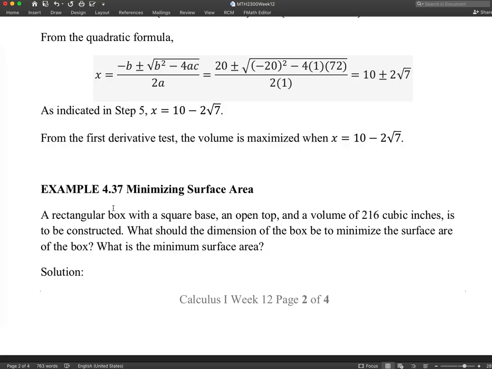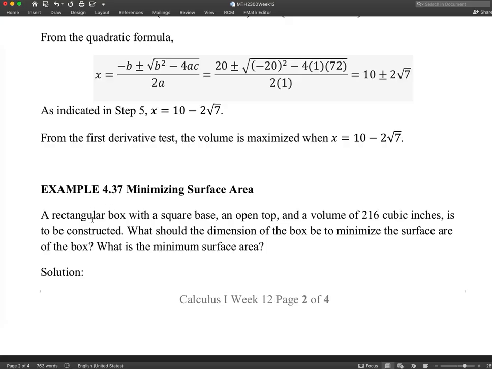It is already done, and it has a given volume. It cannot be anything else. It will have to be 216 cubic inches. And then you want to decide what the dimensions of the box should be to minimize the surface area of the box.